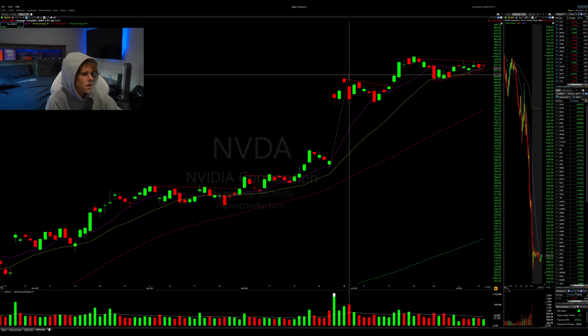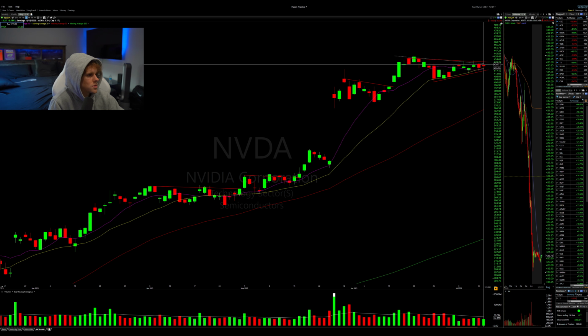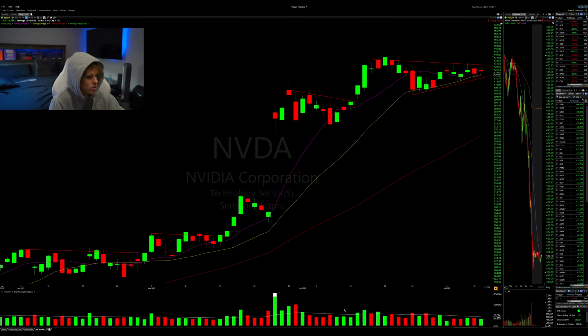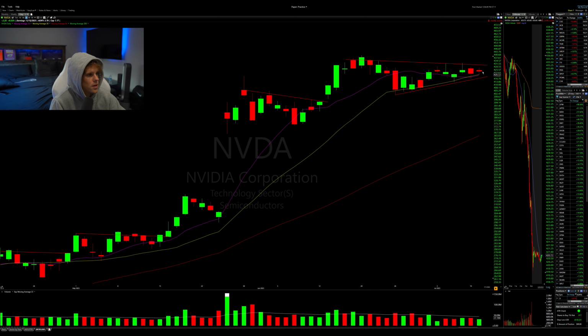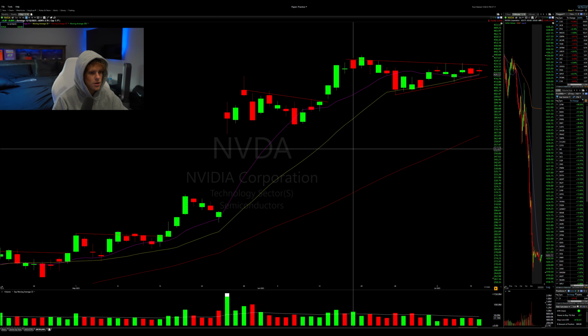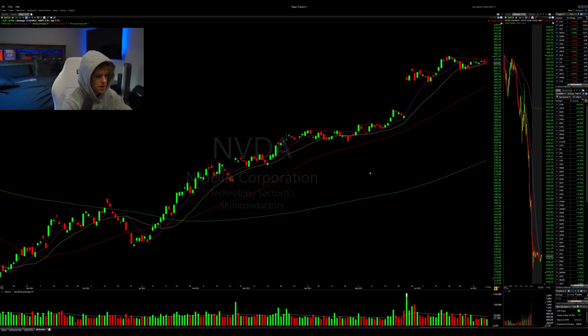Anyways, so good setup, right? Big move up, stock goes sideways. As it goes sideways, volume is declining, and then it holds these moving averages perfectly, and then it tightens up, and we get this really thin red day right before it breaks out. So that's a good example right there.